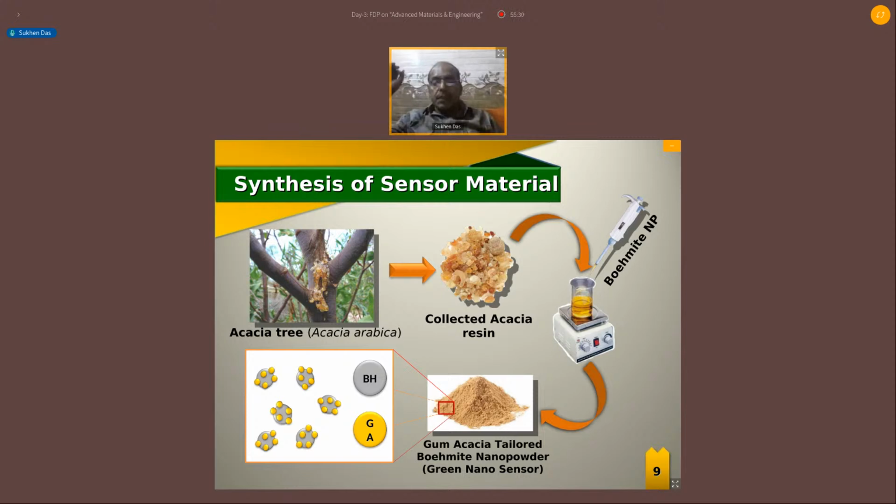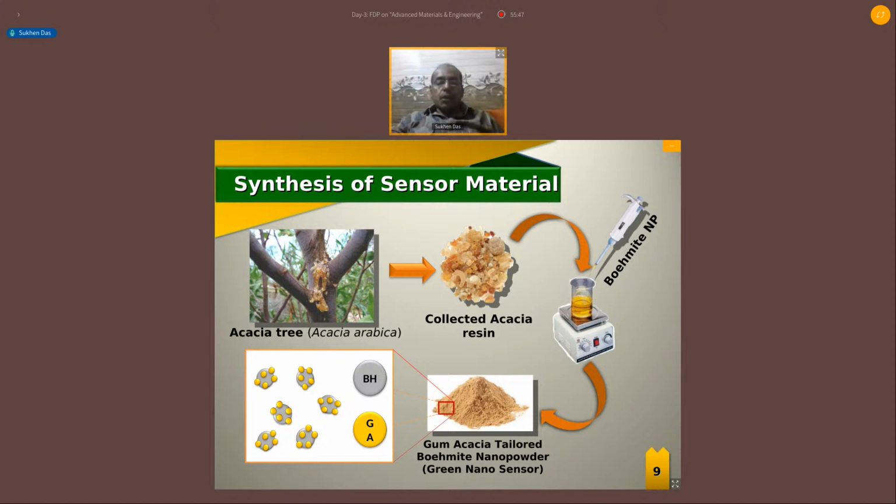So we grind the boehmite, and we make the particle size of the boehmite in the order of 20 to 30 nanometers. But this boehmite is not soluble in water. So what can we do to increase the solubility of the boehmite?